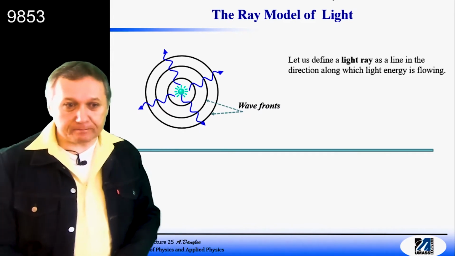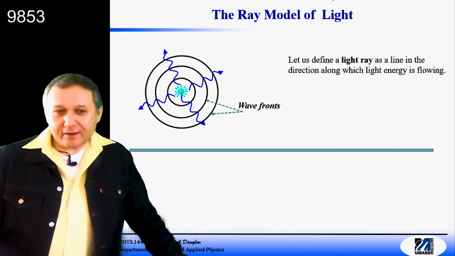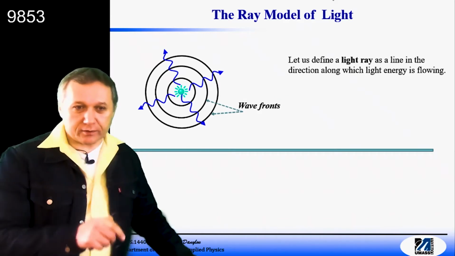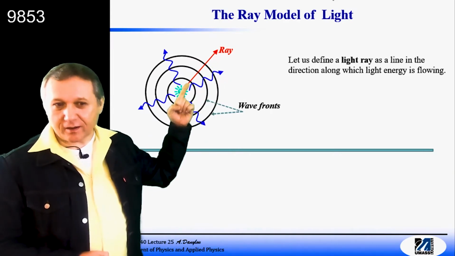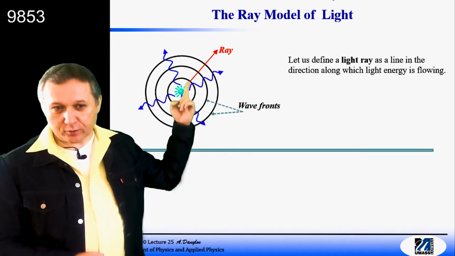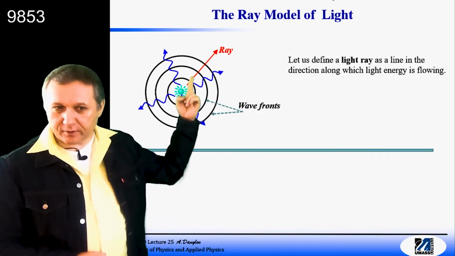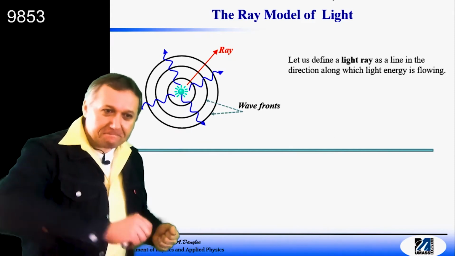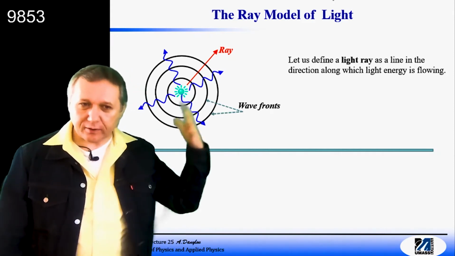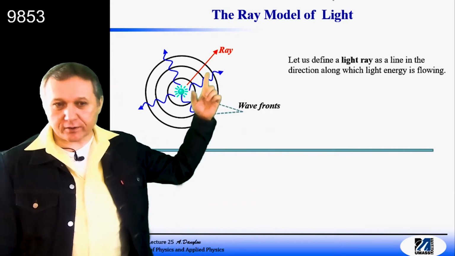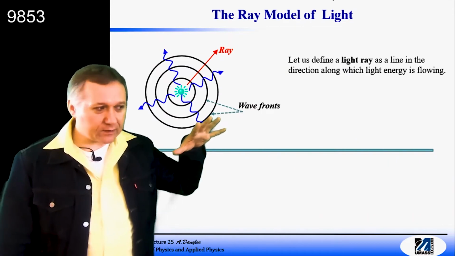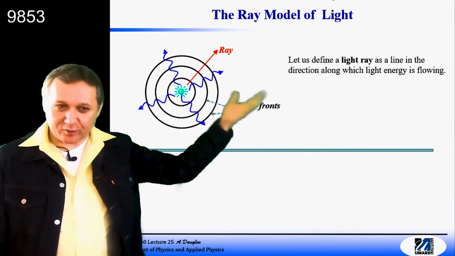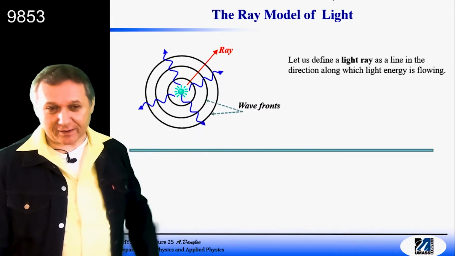Now, how can we introduce rays? Rays are just straight lines that are always perpendicular to the wavefronts. You see, in this case, a straight radial line. At every point, for example this point, it's perpendicular to the wavefront. And it's not just a straight line, it's a line with a direction. Of course, it's not a vector, it's just a line with a direction. The direction of the ray is the direction of propagation of light. So this is ray number 1.